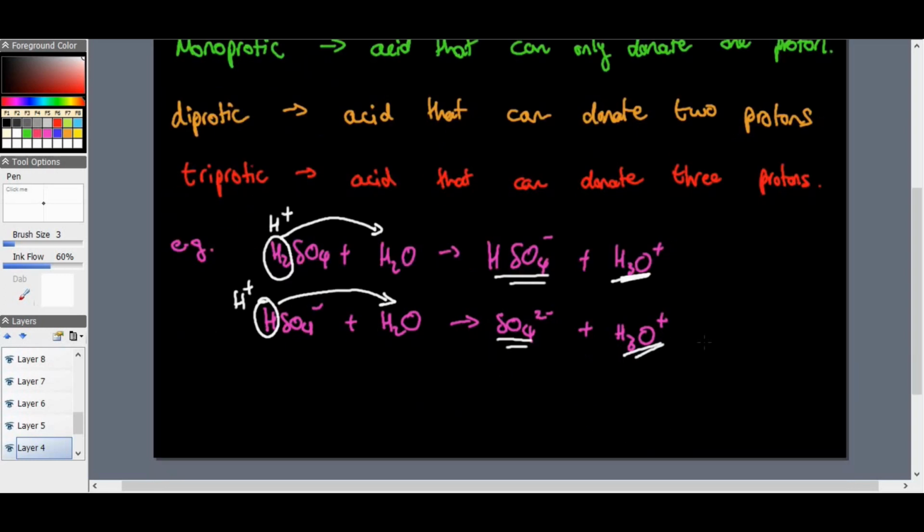Now of course we don't have to separate these two reactions. We can go for the overall reaction. If we go for the overall reaction, it'll just be the top part here on the left, which is H2SO4 plus H2O, and that will go straight to SO4 2 minus plus H3O plus.